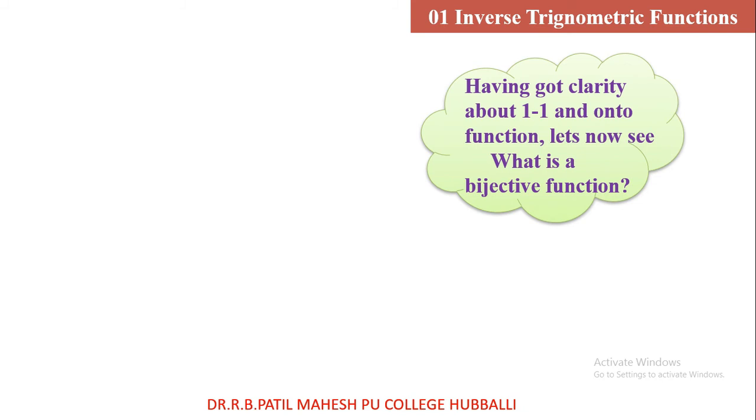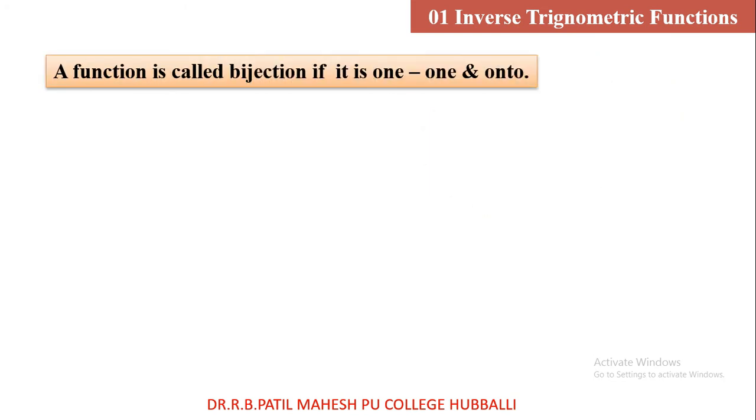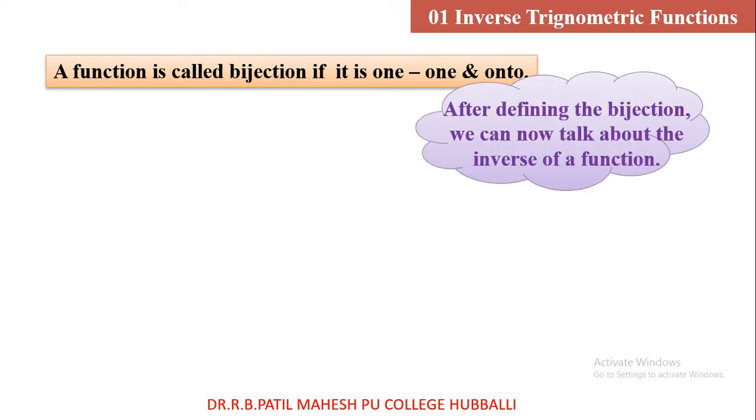Having clarity about 1-1 and onto functions, let's now see what a bijective function is. A function is called bijective if it is 1-1 and onto. As you studied in relations and functions, a bijective function is a function that must be 1-1 and onto. After defining bijection, we can now talk about the inverse of a function, because only bijective functions possess inverses. Only bijective functions give us inverse functions.